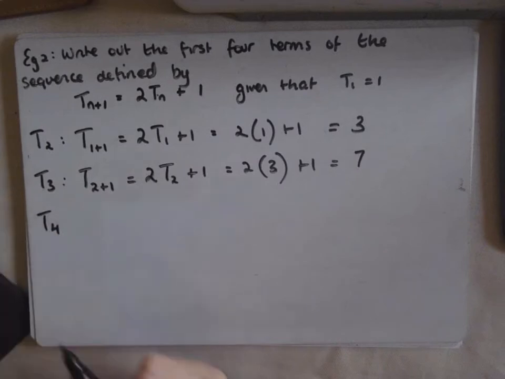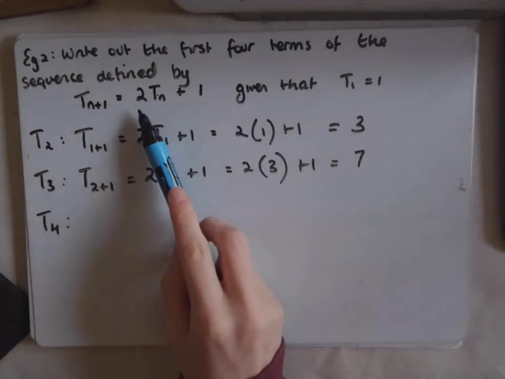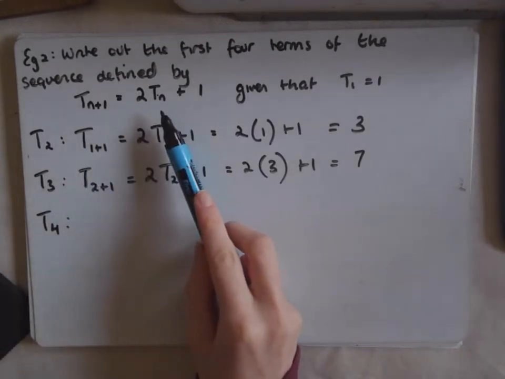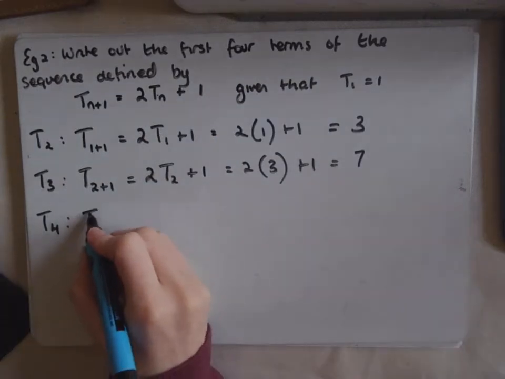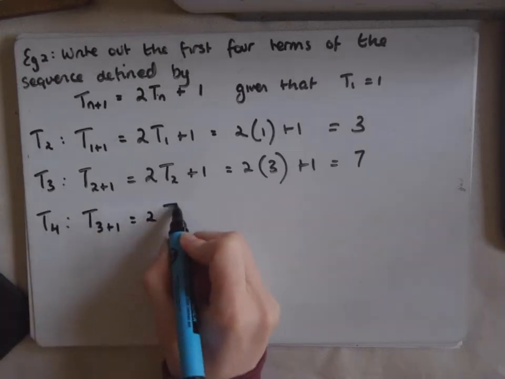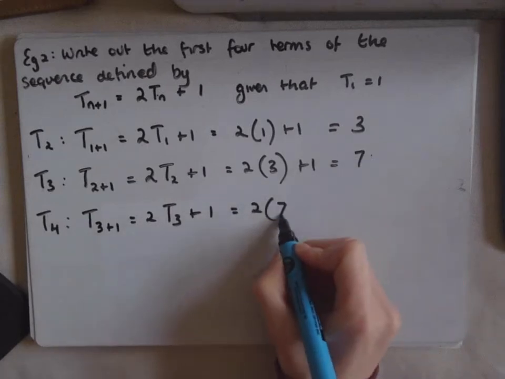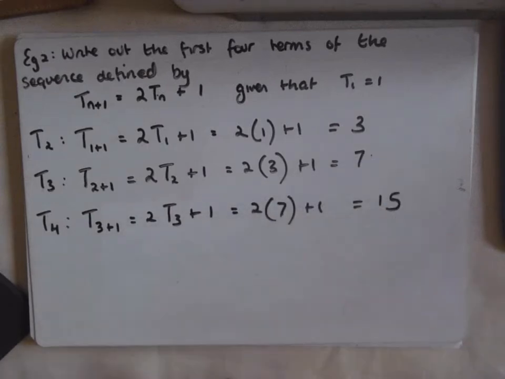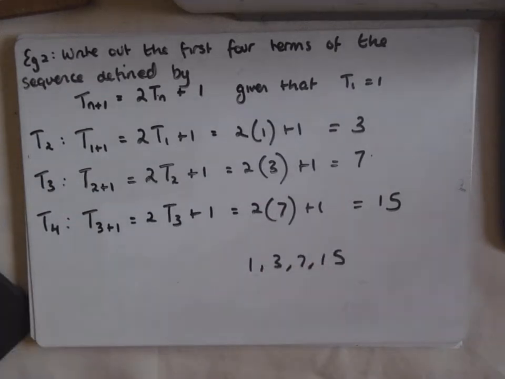And then for t4, if you want, we know that to get the 4th term, we're doing 2 times the term before that and adding on 1. So it's 2 times 7 and add on 1. But just to keep going using our formula, to get 4, it's going to be 3 plus 1. So that's 2 times t3 plus 1. So that's 2 times the previous plus 1. So your answer is 15. So the first 4 terms are 1, 3, 7 and 15. Is that alright?